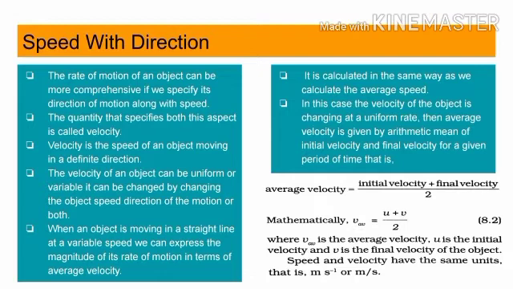When an object is moving in a straight line at variable speed, we can express the magnitude of the rate of motion in terms of average velocity. It is calculated in the same way as the average speed. And in the case where the velocity of the object is changing at a uniform rate, the average velocity is given by the arithmetic mean of the initial velocity and the final velocity over the given period of time. Average velocity is equal to initial velocity plus final velocity upon 2. Mathematically, v_av is equal to (u plus v) upon 2, where v_av is the average velocity, u is the initial velocity, and v is the final velocity of the object. Speed and velocity have the same unit, that is meter per second or m/s.